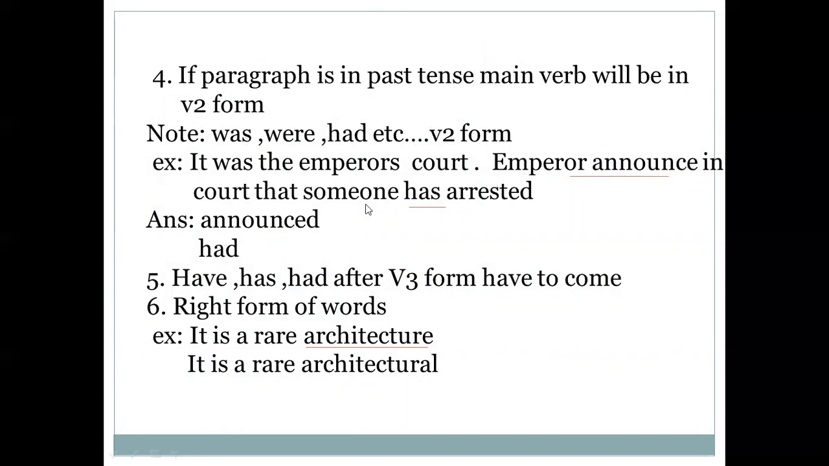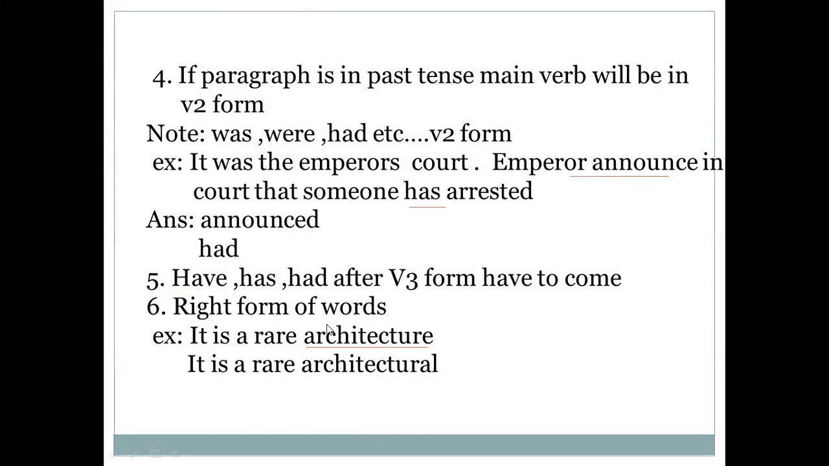It was the emperor's court. Emperor announced in court that someone has arrested. What is the tense? Past tense. Announce is a V1 form, but if the paragraph is in past tense, the word should come in V2 form. So the emperor announced in court that someone had arrested. Next, after have, has, had, we should use V3 form.